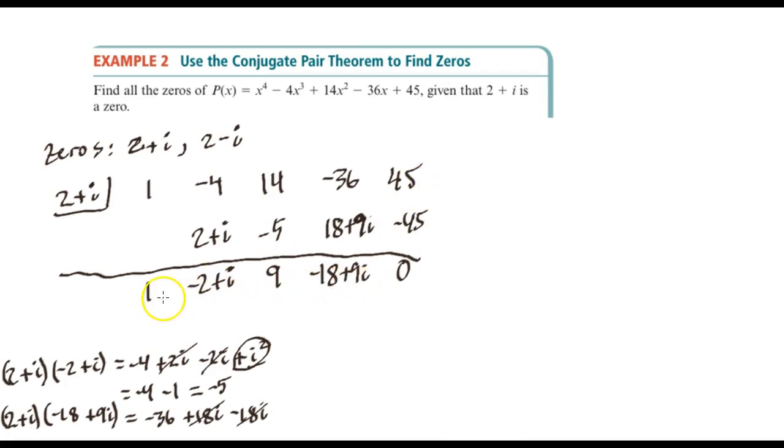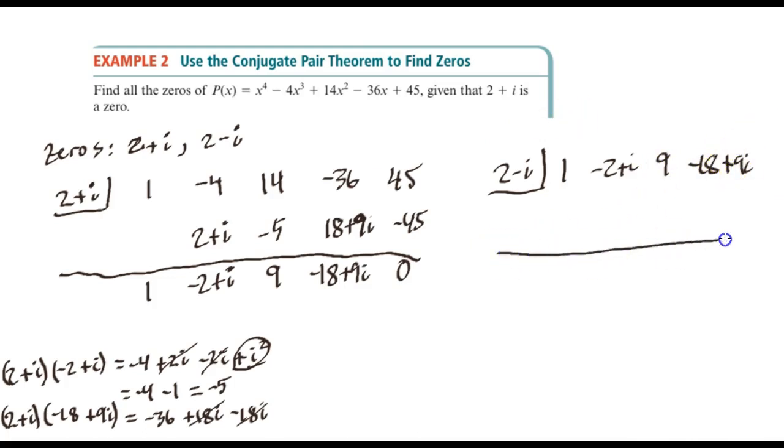Now we're going to take this result, and that's our new coefficients, and we're going to use 2 minus i now. And I'm going to copy these over. So 1, negative 2 plus i, 9, negative 18 plus 9i, and we're going to use synthetic division again. Because we want to factor this further and figure out, using both of these zeros, what our ending result will be.